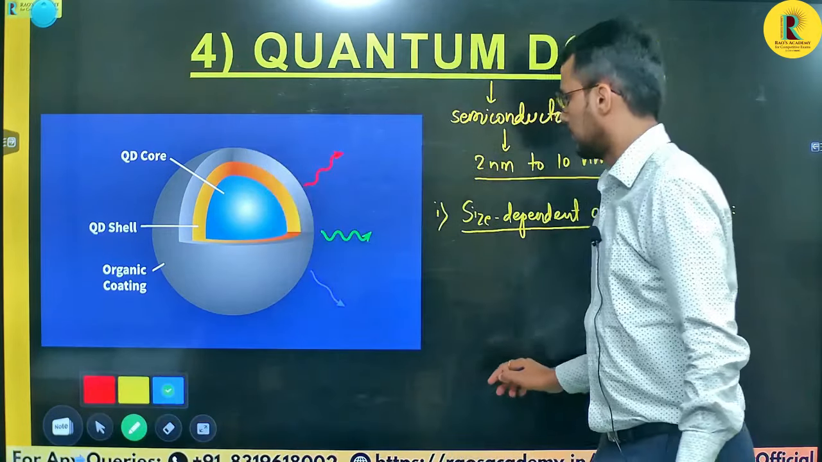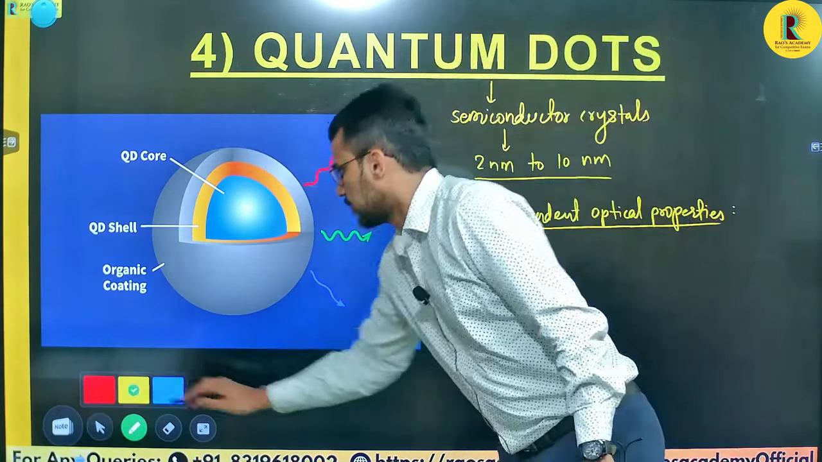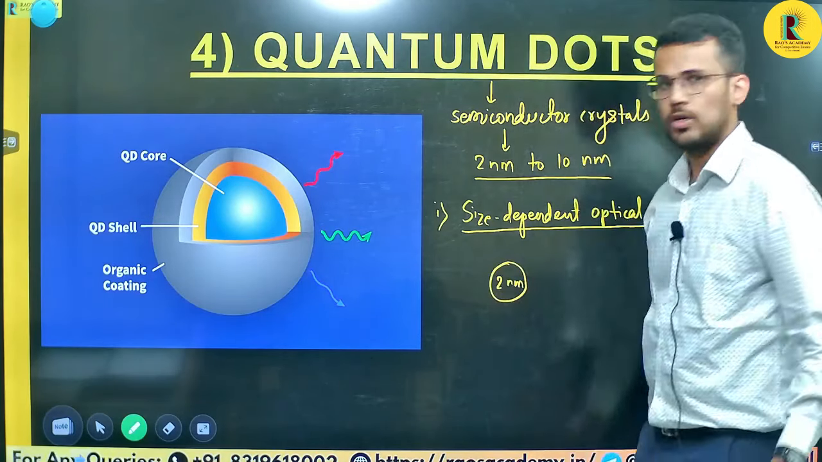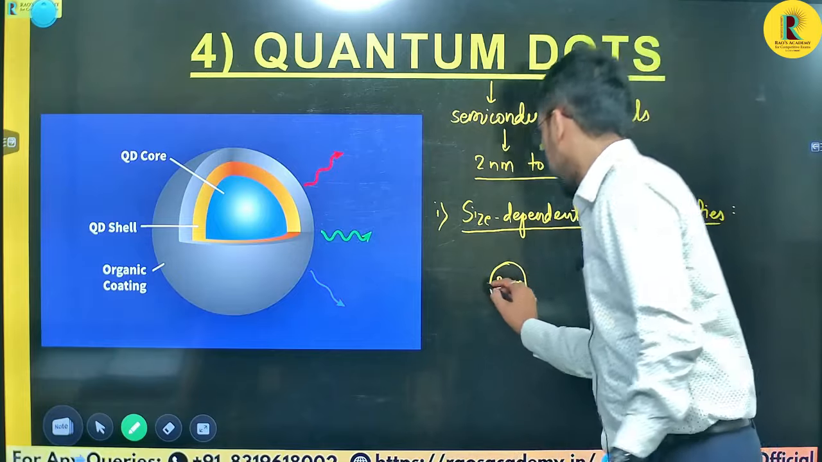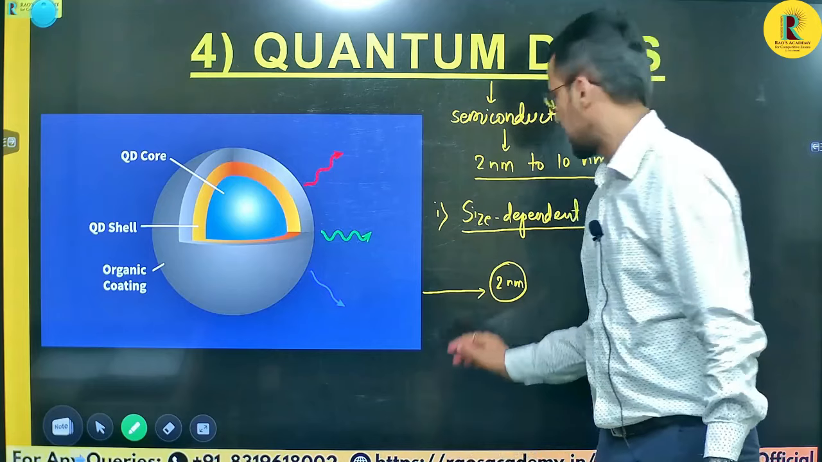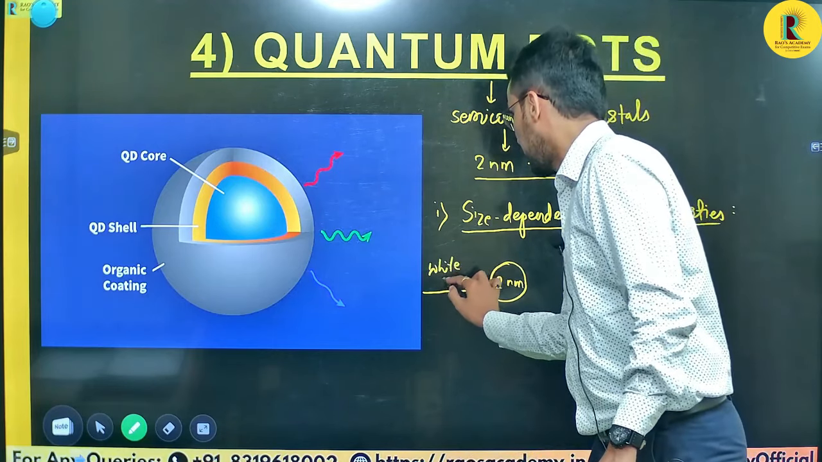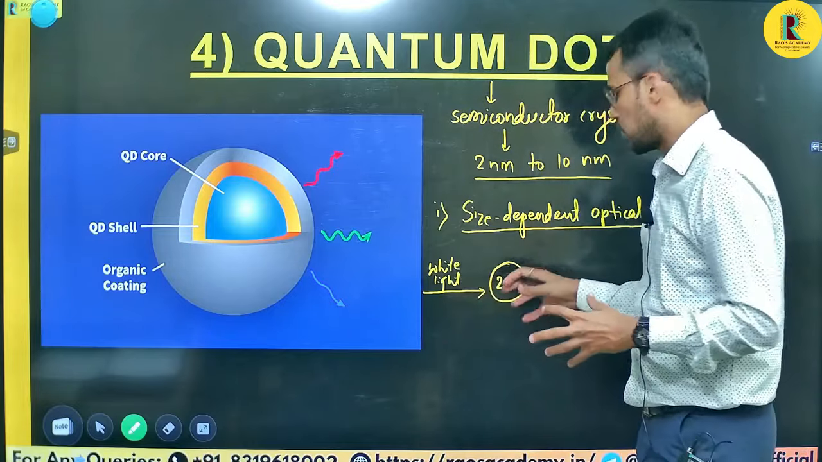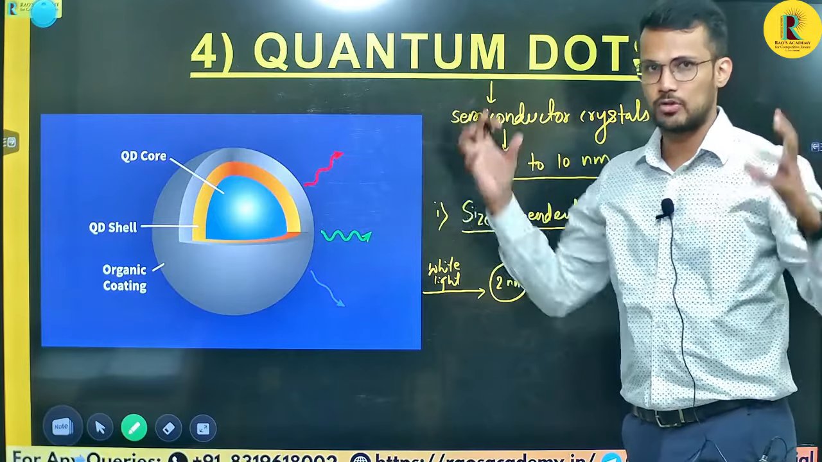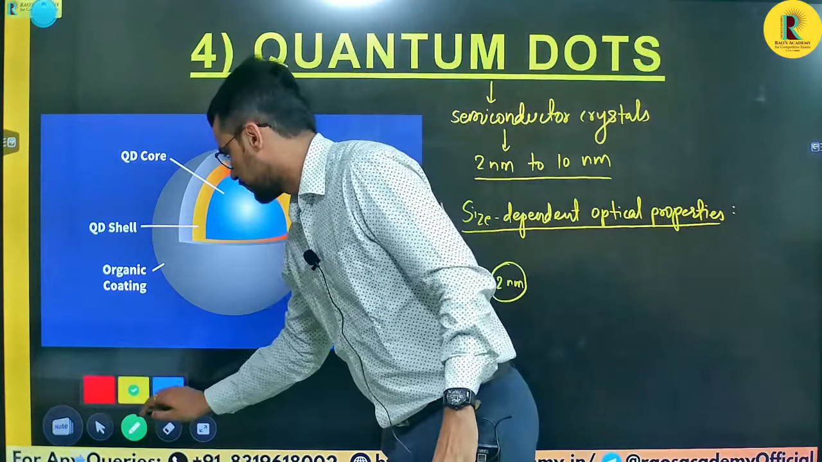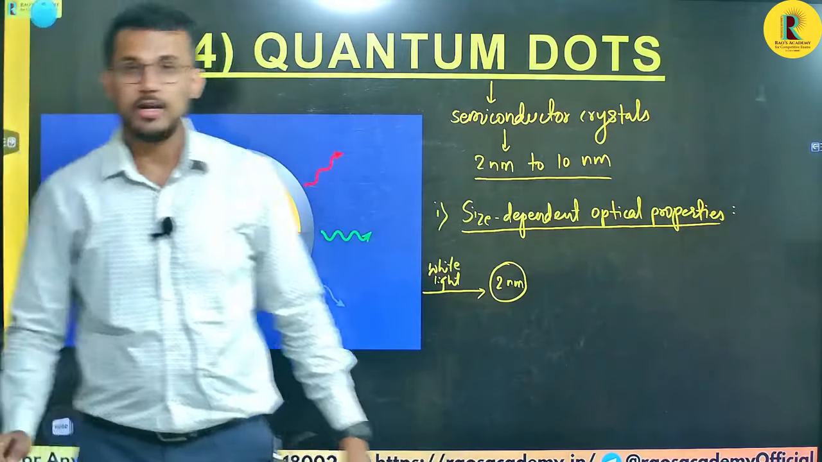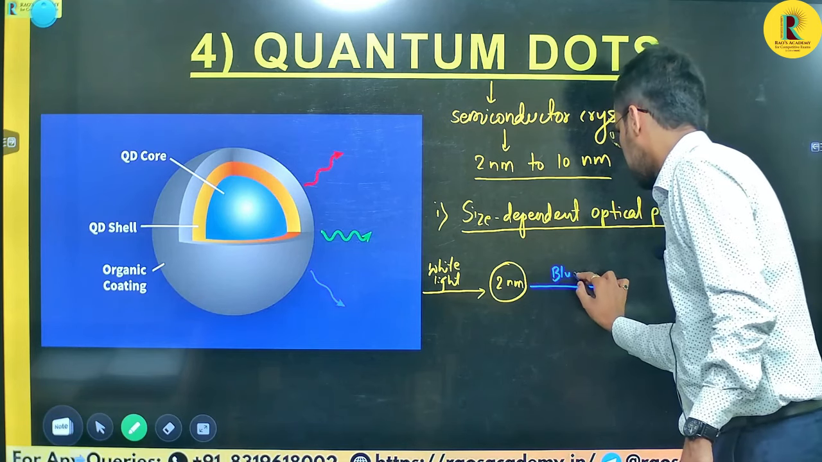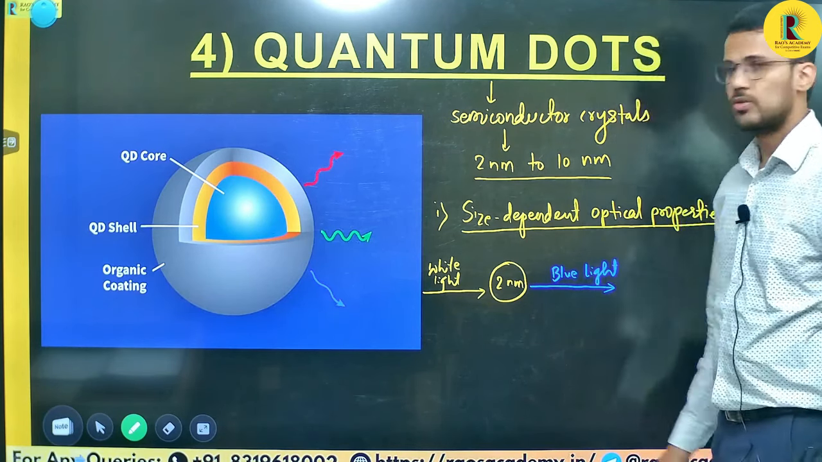For example, let us consider that you have taken a quantum dot of 2 nanometer size. And you bombarded this quantum dot of 2 nanometer size with white light. Now, this light would be absorbed by this quantum dot and it would be emitted as well. But when it emits that light, that emitted light would be of blue color. What will be emitted? Blue light would be emitted. Fine, so that is one.